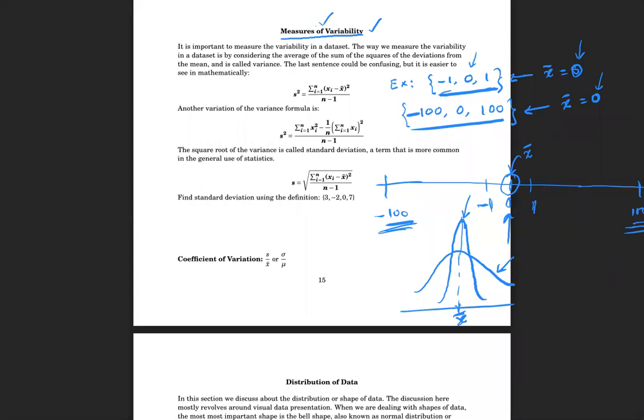It measures the variation in the data set. And the term that we will use is called variance. Variance is a measure of variability in the data set. But this is a term we will not be using as much. We will take the square root of this value and we will call it standard deviation. And that's the term we'll be using.